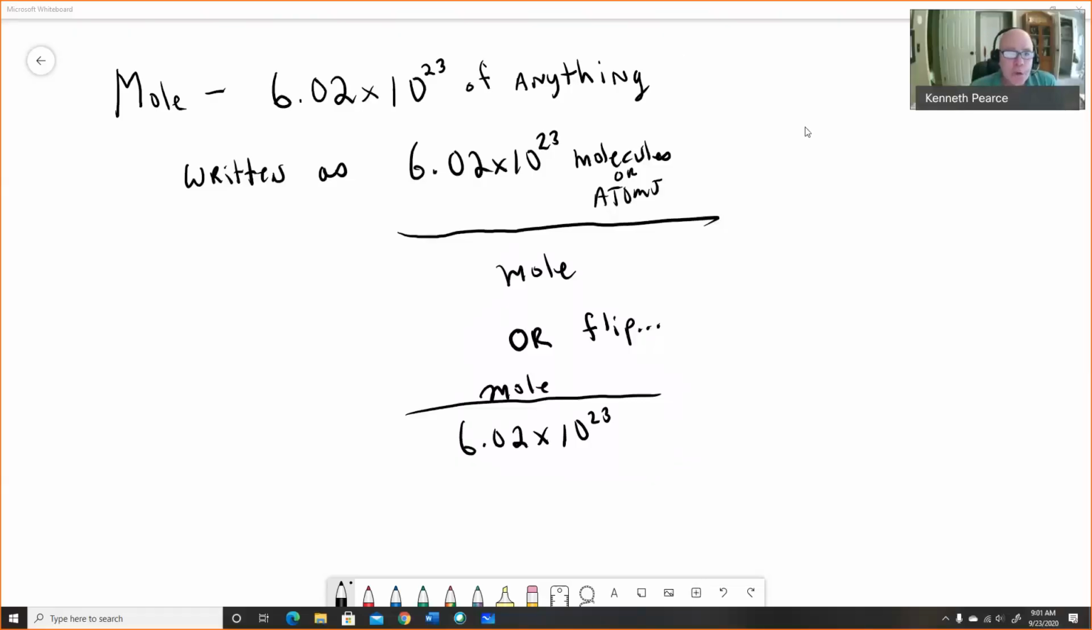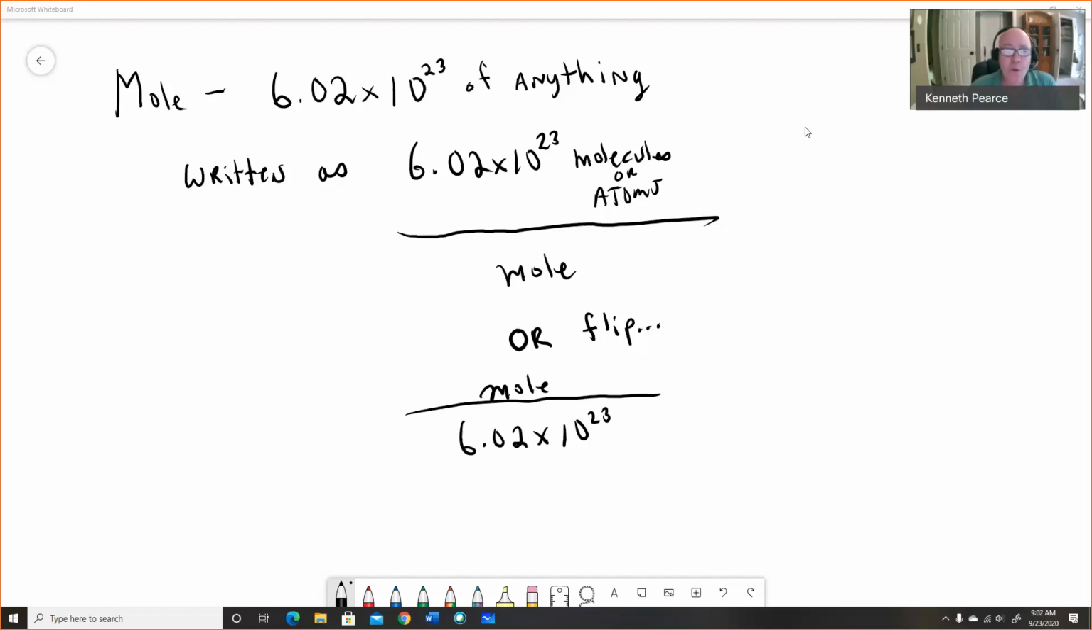Now, a mole is 6.02 times 10 to the 23rd of anything. It's a really big number. 10 to the 23rd is big. And usually what we say is a mole of molecules or a mole of atoms is 6.02 times 10 to the 23rd. And the reason why that number is so big is because atoms and molecules are really small.